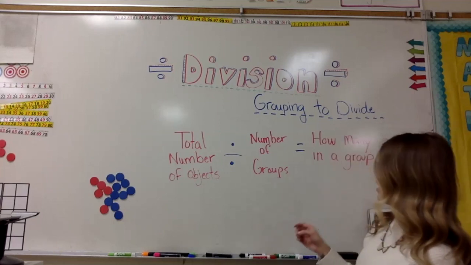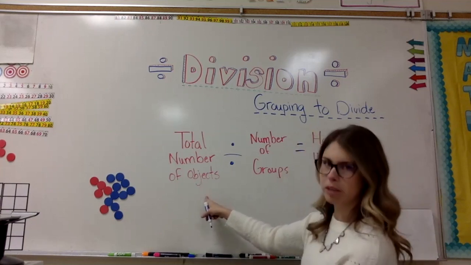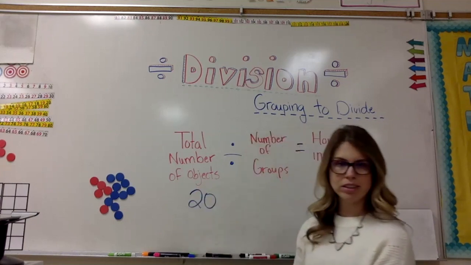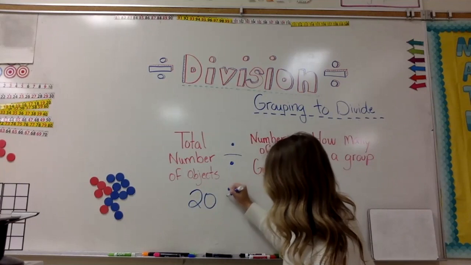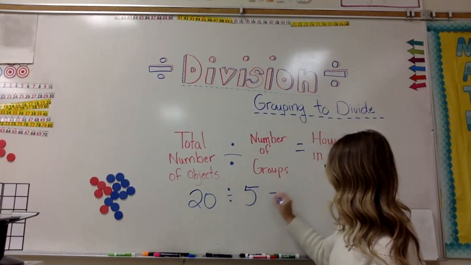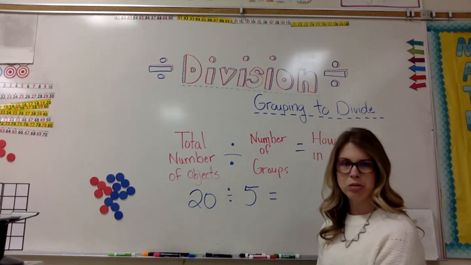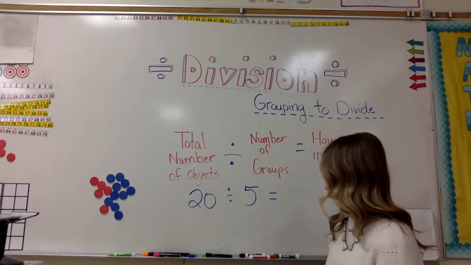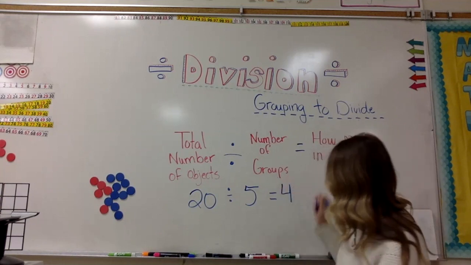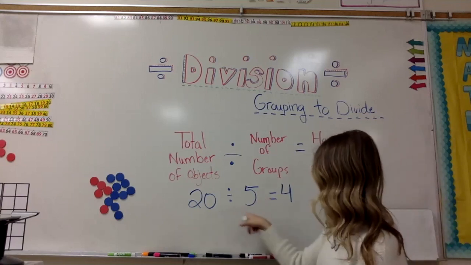I'll show you again. Let's say I have my total number of objects, again let's go with our 20. Let's say I have 20 items, and I want to put those 20 items into 5 groups. Has anyone been practicing their division fluency? What is 20 divided by 5? 20 spread out into 5 groups. It is 4.